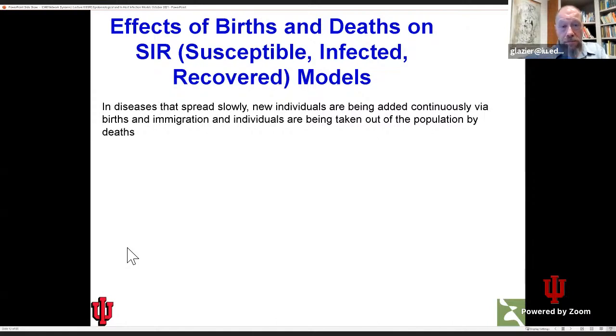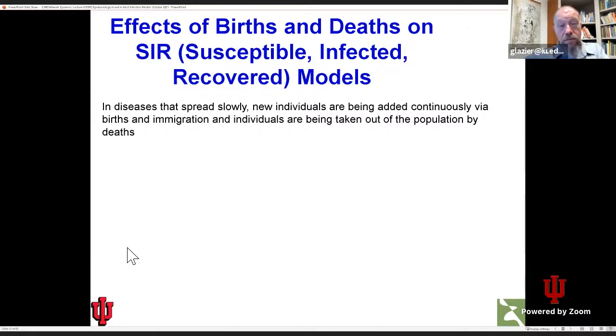or where the progress of the disease is slow, like hepatitis C or HIV, which is that in reality, the things that are affecting the population are not only whether you've been infected or not, but you also have deaths due to other causes. So you're removing individuals from the population due to old age and other diseases and accidents. And you also have births.